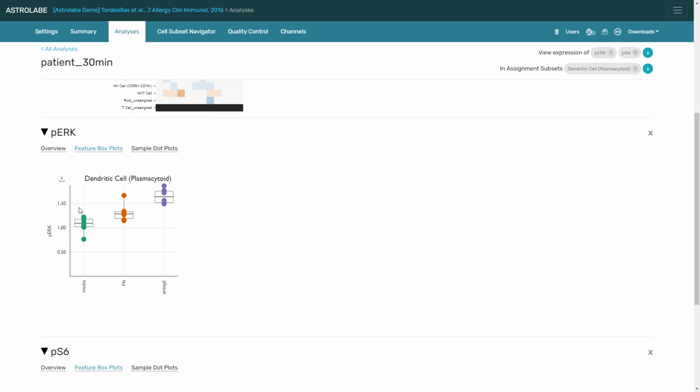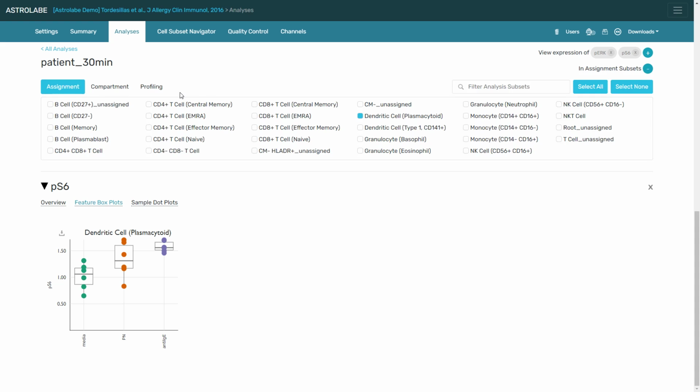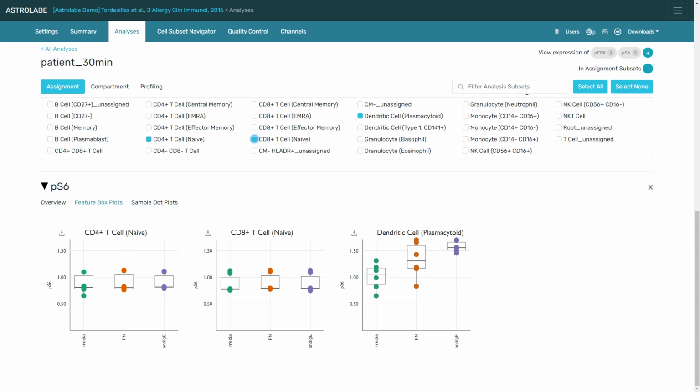Looking at PERK, to the left we can see the level of this marker in the media condition. To the right we can see the positive control with anti-IgE, and then between them there's the peanut extract itself. And we can see that there is a response there. It's somewhere between the two extremes. Then, looking at PS6, we see a similar trend. The marker is lowest in the media condition, highest for the anti-IgE, and then the peanut extract is somewhere in between.